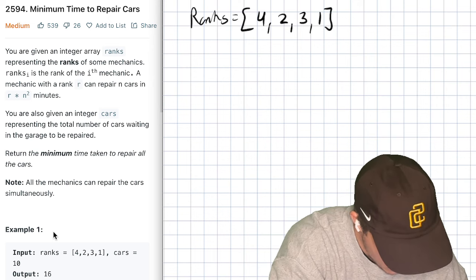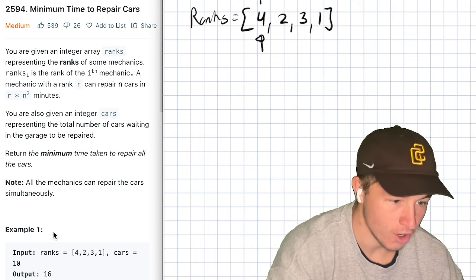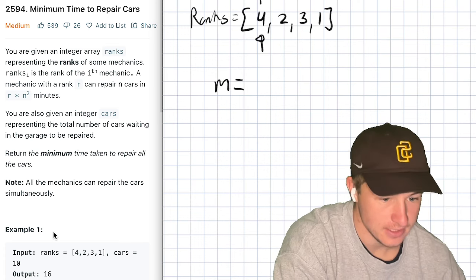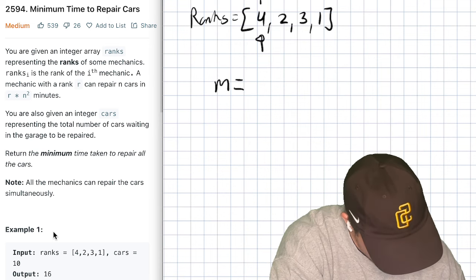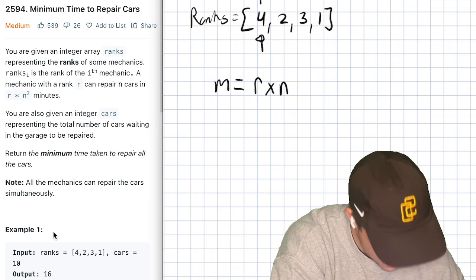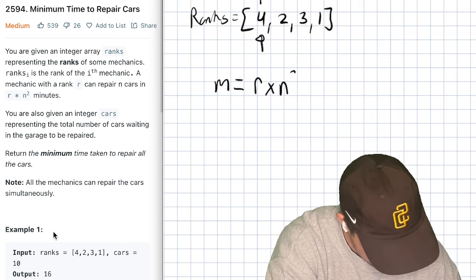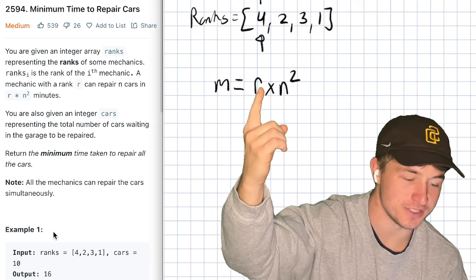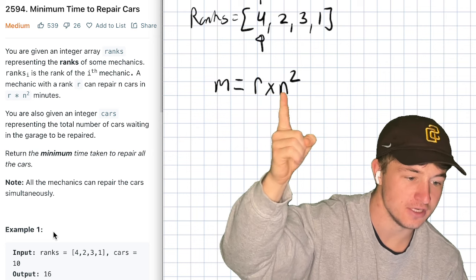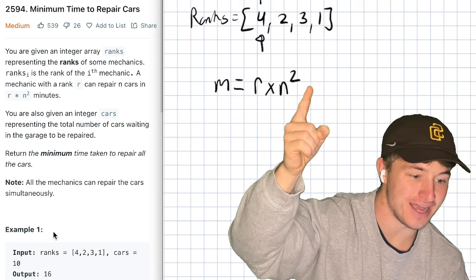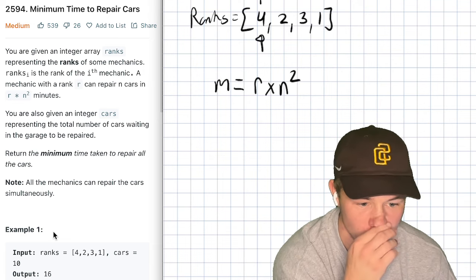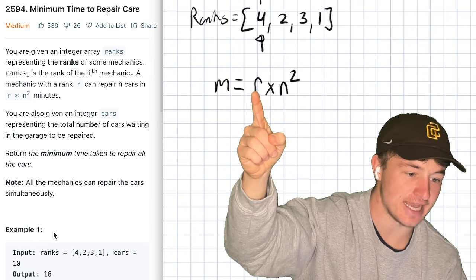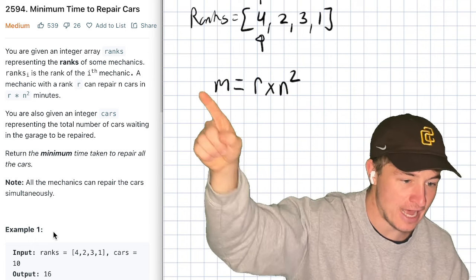Okay, so this guy has rank R equals 4. And so in m minutes, he could do his rank times the number of cars he's supposed to fix squared. So that's kind of the formula. So m equals minutes, n is the number of cars, R is the rank. So if his rank was 10, he could fix 5 cars in 5 squared, 25 times 10, 250 minutes. Right, so this is basically the closed form formula to determining, like, okay, I got this guy's rank. I'm going to give him this many cars. How long is it going to take him?